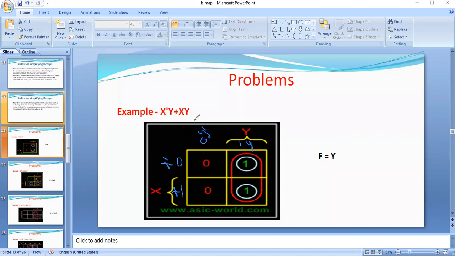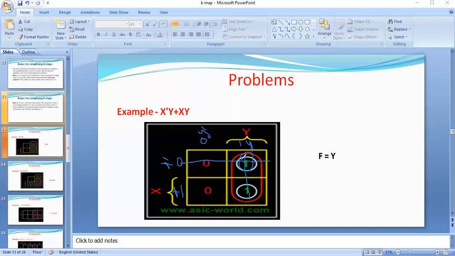Now we have to place this expression in the K-map, and then minimize it by applying the K-map rules. What is the first product term? That is X bar Y. X bar is here, so I'm drawing a line. The next variable is Y, and where these two lines coincide is that position.